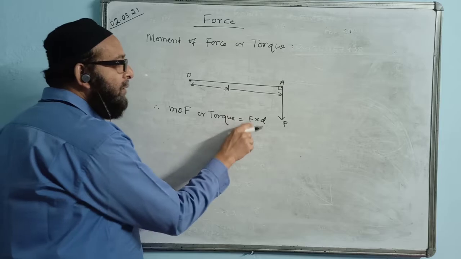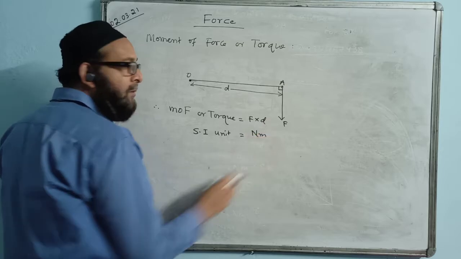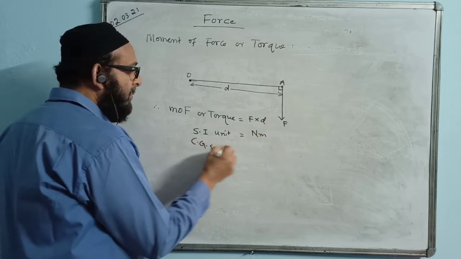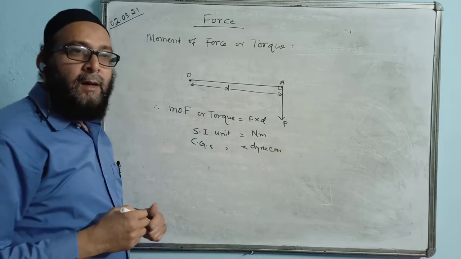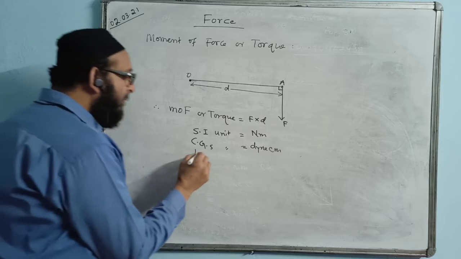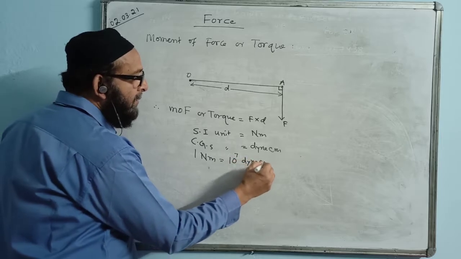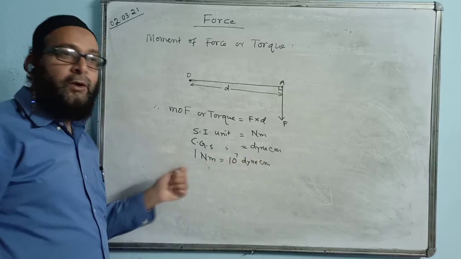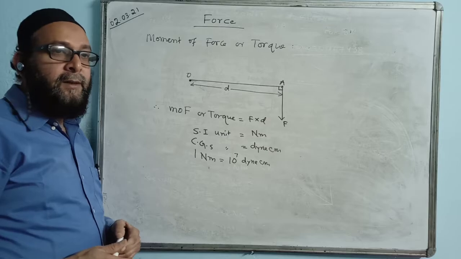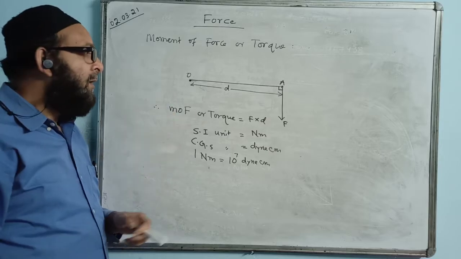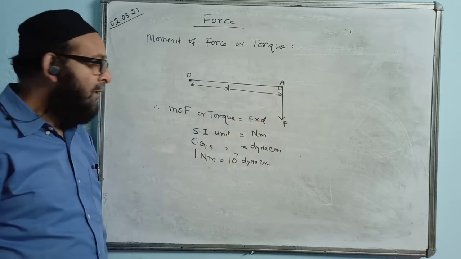The SI unit of torque will be Newton meter, and the CGS unit will be dyne centimeter. How are they related to each other? We write 1 Newton meter is equal to 10 to the power 7 dyne centimeter. It is the same method as last time when I converted 1 joule into erg. Actually 1 joule is also 1 Newton into 1 meter, but that time the distance was in the direction of force. This time the distance is perpendicular to the direction of force. So that is the difference.